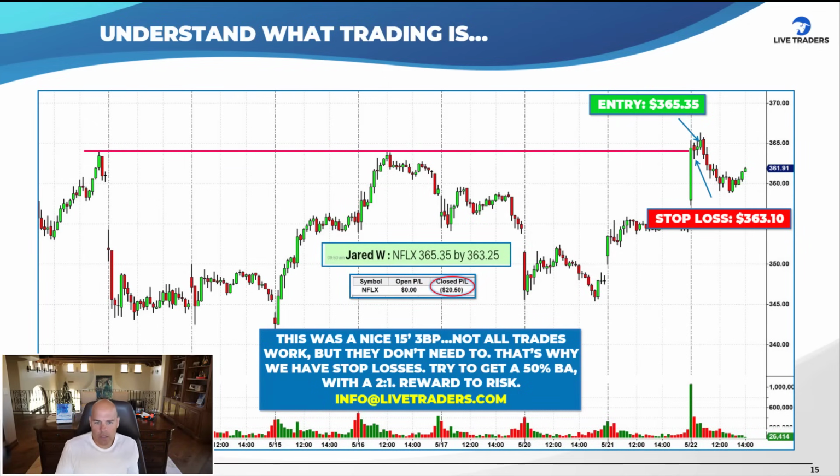Understand what trading is. This was a nice 15-minute 3-bar play. Not all trades work, but they don't need to. And that's why we have stop losses. The point, though, is here's a wide range bar. Okay? Peekabooed, and there's the stop loss. But what do we have here? Right? If I move this down, let's move it down for a second. That's 355, so let's call it 357.50. Let's call it like kind of right in the middle.